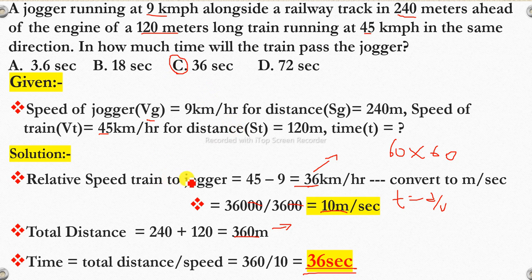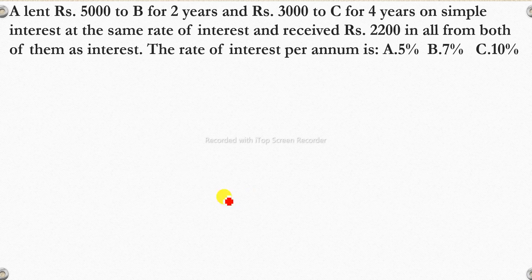So let us move to the next question. The next question says that A lent 5,000 to B, where A is the lender and B is the borrower, for 2 years, and again A lent 3,000 to C for 4 years on simple interest at the same rate of interest. So A lent to both B and C at the same interest rate: 5,000 birr to B for 2 years, and 3,000 birr to C for 4 years.